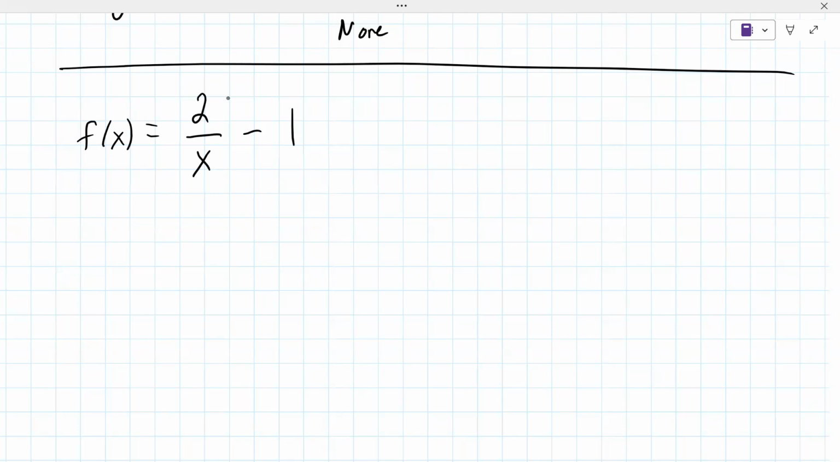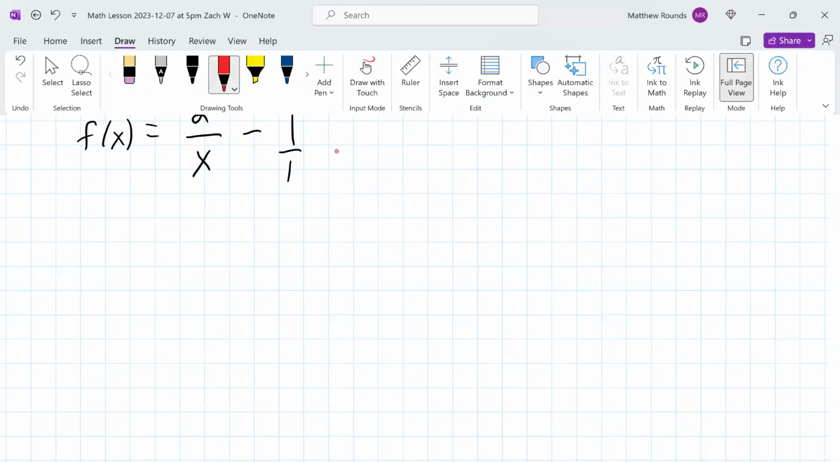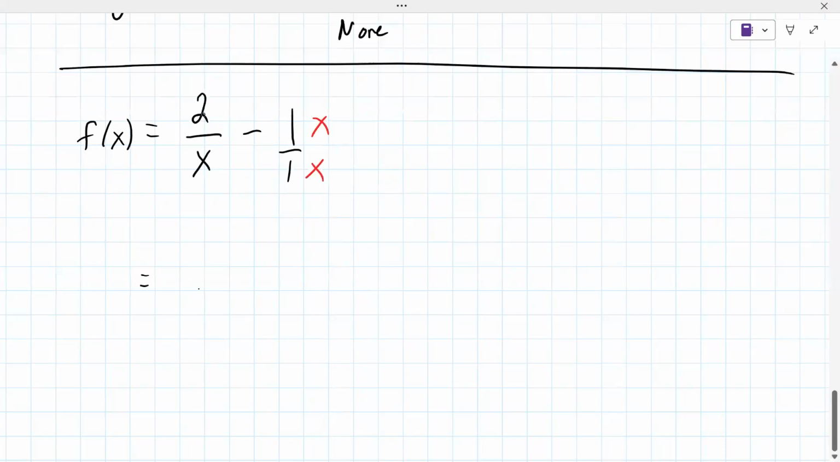And then I'm going to add x to both of the ones, correct? You're multiplying the top and bottom by x. Okay, that's what I meant. So then 1 times x, 1 times x, and then that would be 2 minus x over x. And that's my final part for converting.